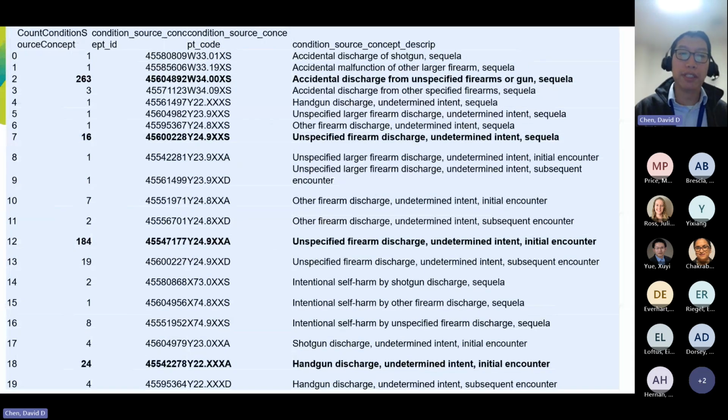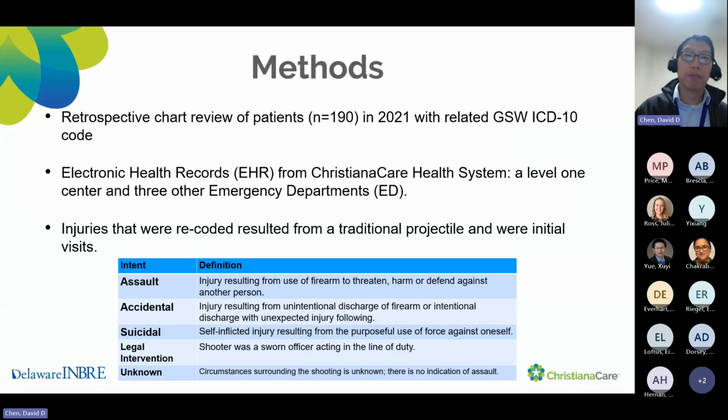And so what we did was a retrospective chart review of a sample of patients in the year 2021, so post-pandemic. This is important because in 2020 there was essentially a nationwide surge in firearm injury that was also experienced locally here, and this was historically high in 2020. And so we wanted to take a look at the slice of things essentially post that period.